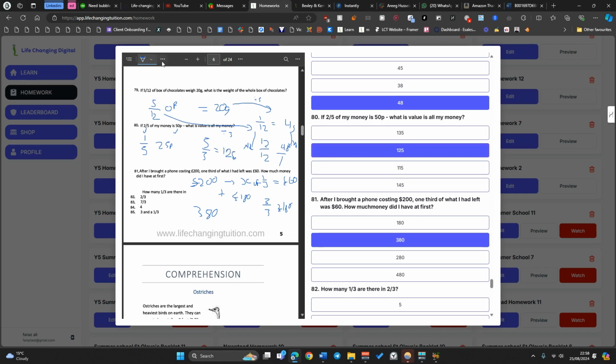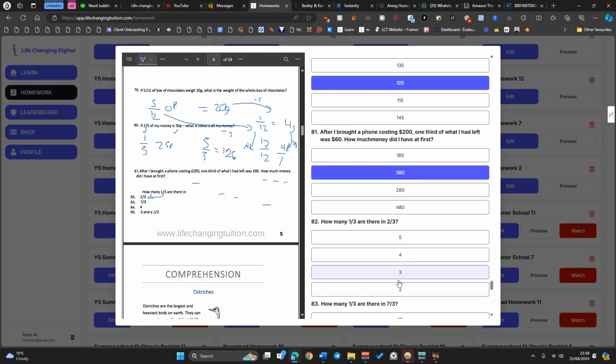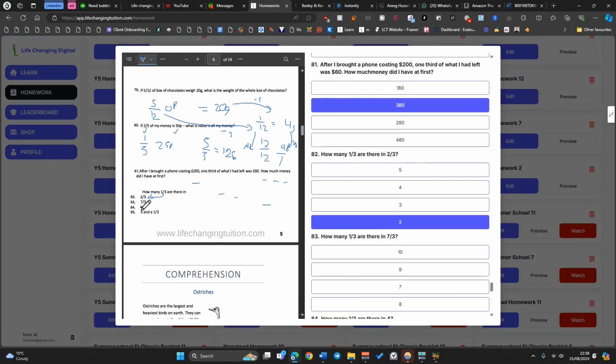Okay, final few questions on the math sections here. How many thirds are there in 2/3? Well, if we look at this, right? If we times this by 2, that'll give us 2/3. So that means there are 2 lots of a third in that. So the answer here is going to be 2. How many are in 7/3? It's going to be the same. It's just going to be 7.